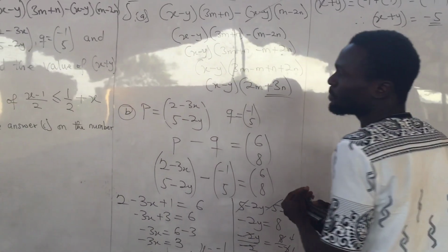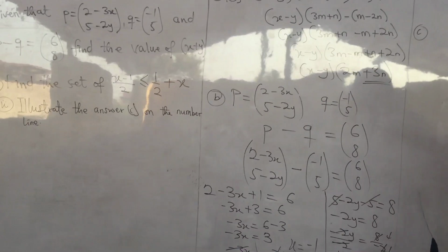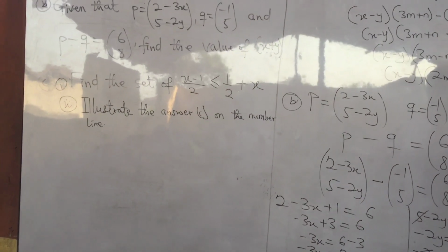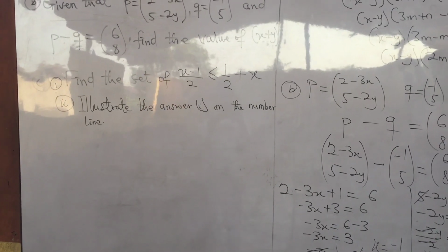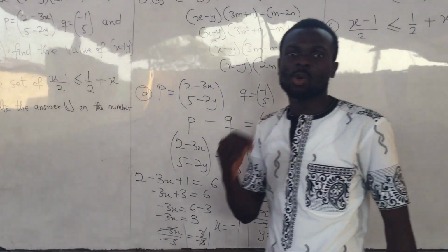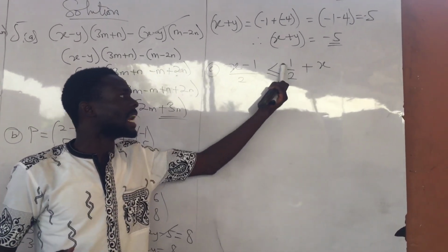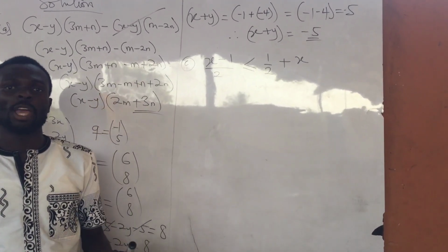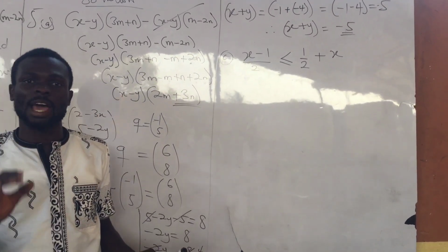Now let's look at the last part, the C. You have find the truth set of x minus 1 all over 2 less or equal to 1 over 2 plus x. Now this is linear inequality, because of the sign that has been given here. It is the same as you solving for linear equations. Now you see that the question has been given in a fraction form.